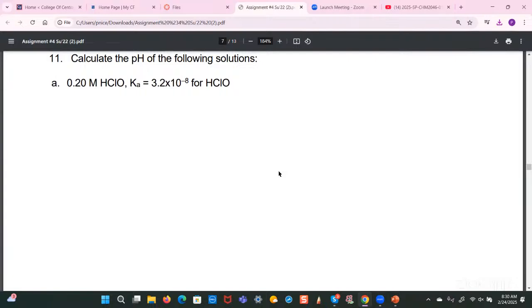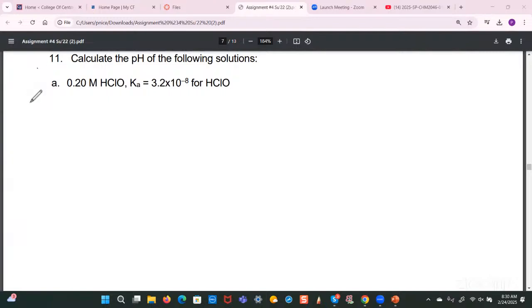Okay, so number 11 says calculate the pH of the following solution. The first one is a 0.20 M hypochlorous acid solution, and it gives you the Ka for the hypochlorous acid. Fortunately for us, we don't have to look for it. Remember, there's a table which has a list of Ka and Kb values for acids and bases, which will be available to you during your test, all right?